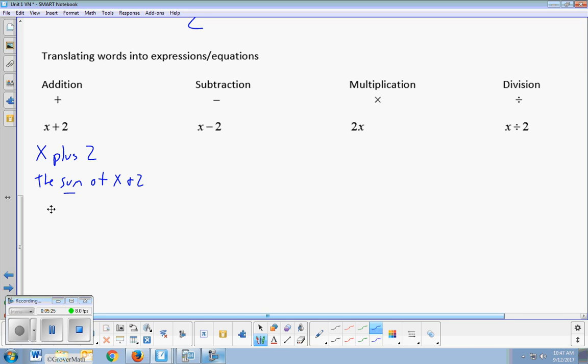But then you'll also see 2 more than x. 2 more than x means x plus 2. So 2 more than means plus 2. So the term more than is an addition.